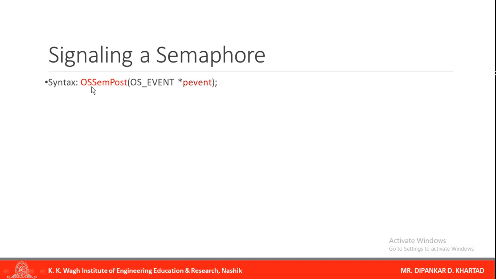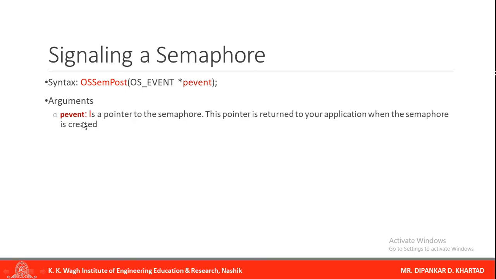Now its syntax is OSSemPost. We have to define its semaphore. Event is again a pointer to the semaphore, and it will return a value. OSSemPost returns one of the error codes.